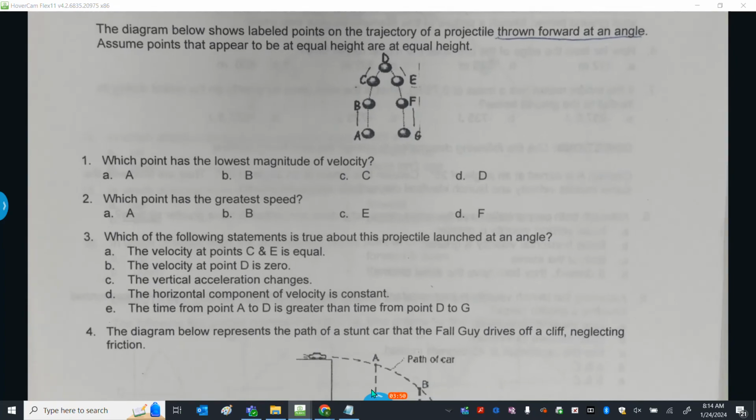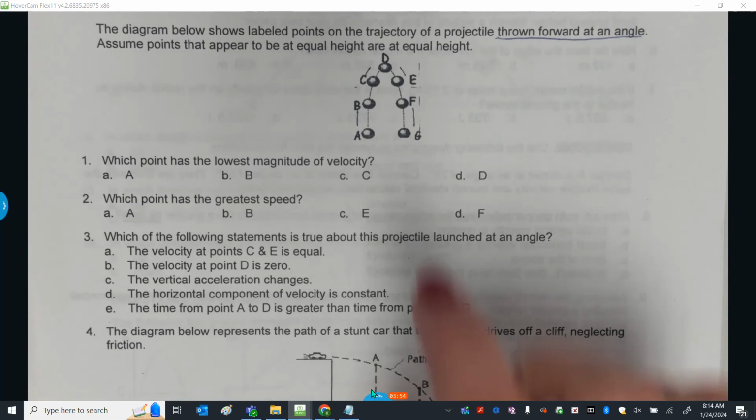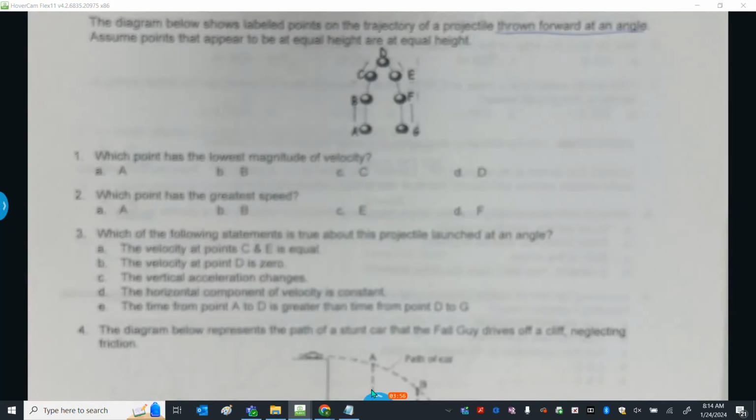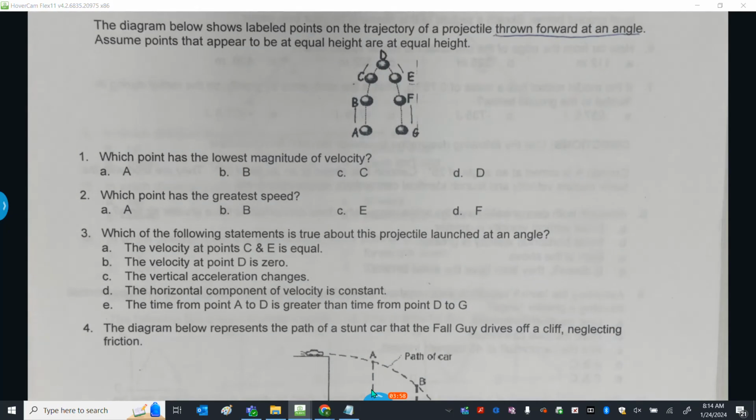And so if you look at this, my slowest is still D. Okay, but if I want to talk about where it's moving fastest, your projectiles will be moving fastest immediately after they're launched, which would be at point A, and immediately before they land, which would be at point G. And because A and G are at the same height, they would have the same speed.